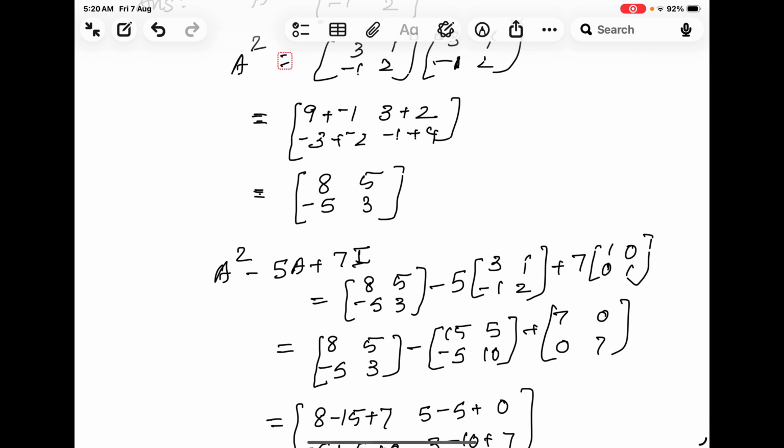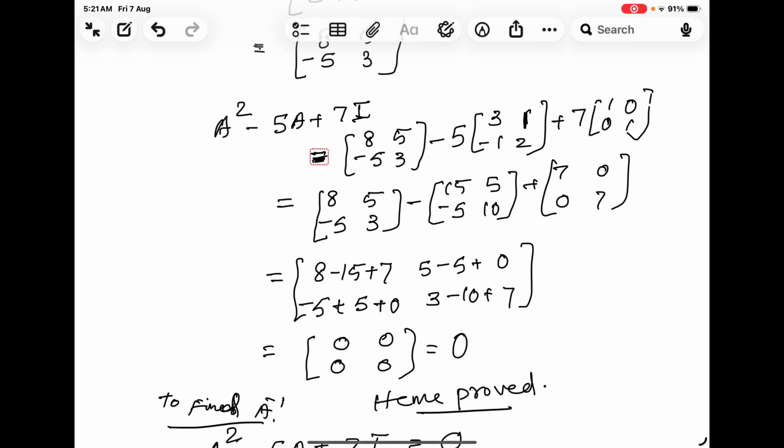Then you substitute these values in this equation, A square minus 5A plus 7I. A square is the matrix 8, 5, negative 5, 3, minus 5 into A, 3, 1, negative 1, 2, plus 7 into I, which is 1, 0, 0, 1. That is the identity matrix of 2 by 2. That's equal to matrix 8, 5, negative 5, 3 minus 5 times the second matrix, 15, 5, negative 5, 10, plus 7 times 1, 0, 0, 1, that is 7, 0, 0, 7.